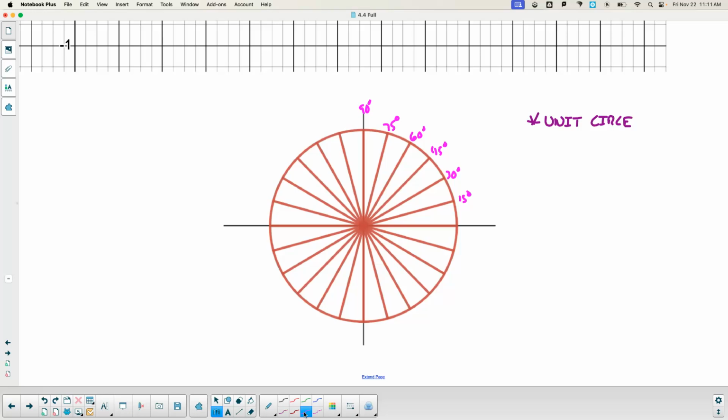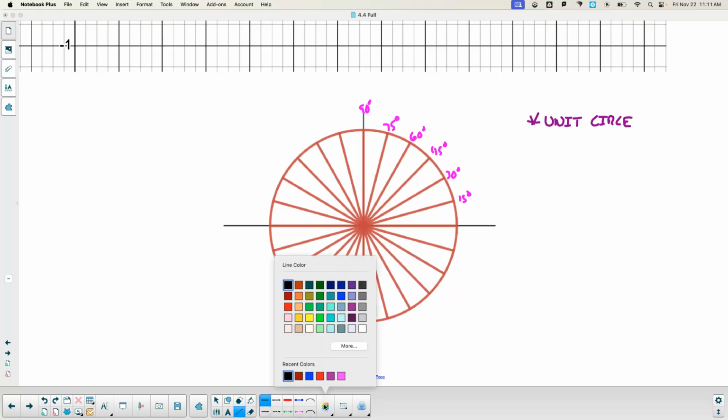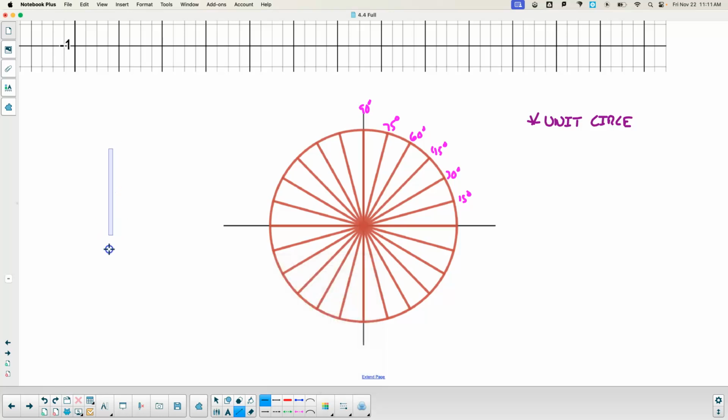Okay. What you're going to do is take your piece of spaghetti. What are we graphing here? Are we graphing sine or cosine? Sine. We're graphing sine. Is sine x's or is sine y's? Y. So what am I going to be measuring with my piece of spaghetti? Height. Y values, right?